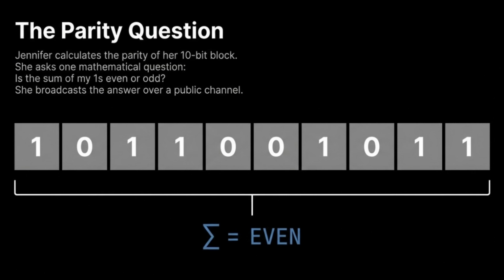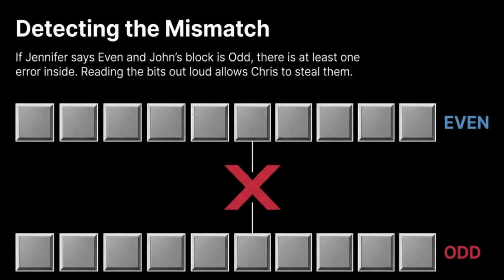Now the ball is in John's court. He must perform the same calculation on his end to see if their blocks are in sync. Let's see what happens when the answers don't match. Once Jennifer broadcasts her parity summary, John performs the exact same calculation on his block. This is the moment of truth. If their results are identical, the block is likely clean. But as you can see in the graphic, we often encounter a mismatch. If Jennifer says even and John's block calculates to odd, we have definitive mathematical proof that something is wrong. There is at least one flipped bit, an error, hiding somewhere inside that block of 10.